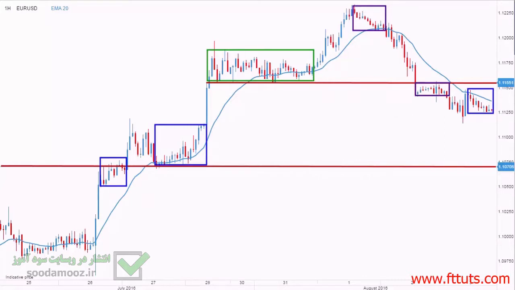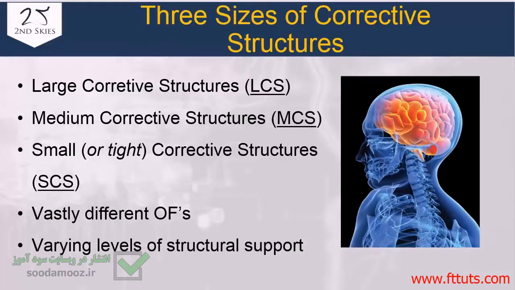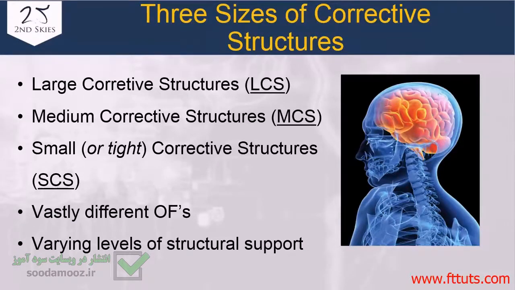So let me move on to the sizes of corrective structure. We have three sizes: a large corrective structure, what we're terming LCS, a medium corrective structure, MCS, and a small or tight corrective structure, and that's SCS.